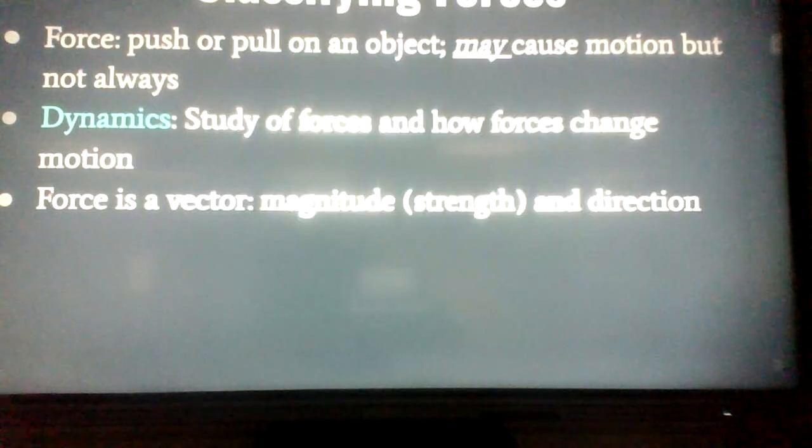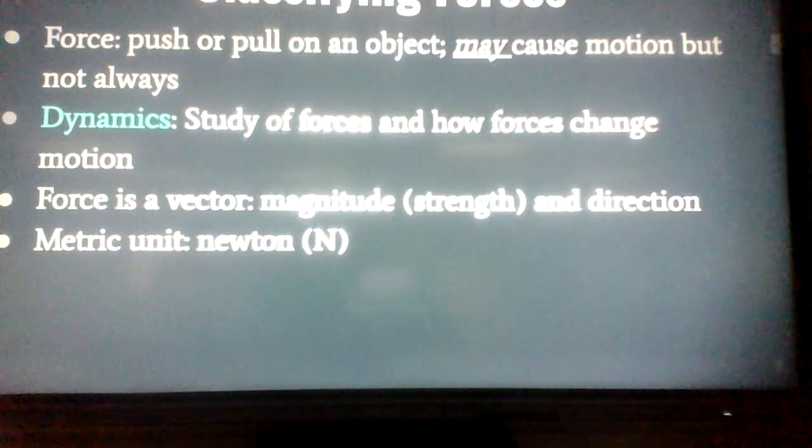Remember what vectors are. Vectors are measurements that have a magnitude and direction. Force is a vector. And with the force, we call the magnitude the strength of the vector, how strong the force is. And forces are also directions, therefore forces are vectors. The direction of the net force will determine the kind of motion that we get.